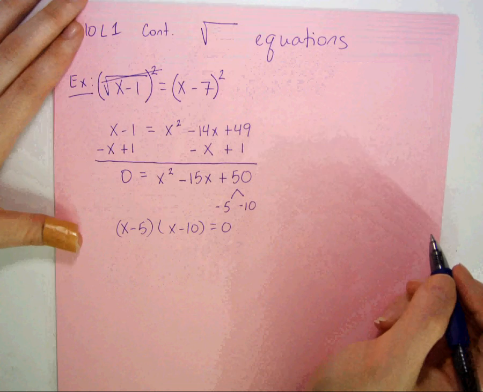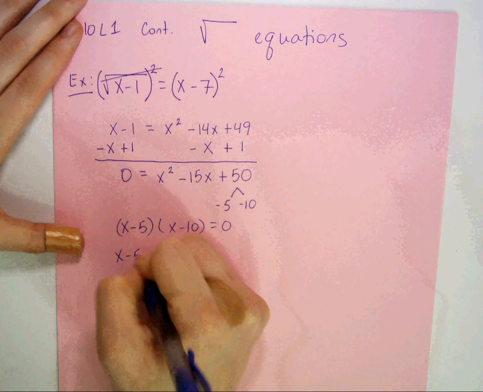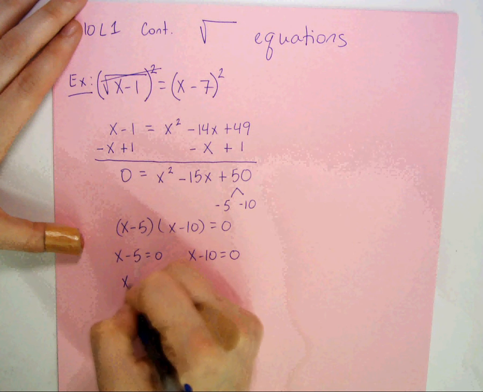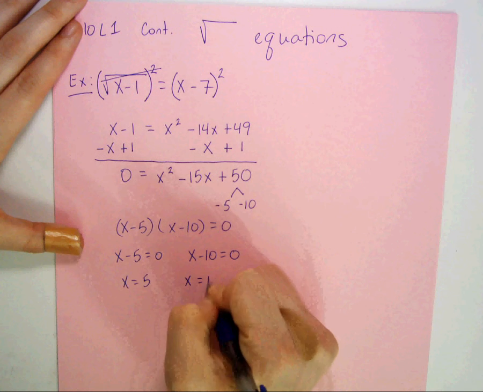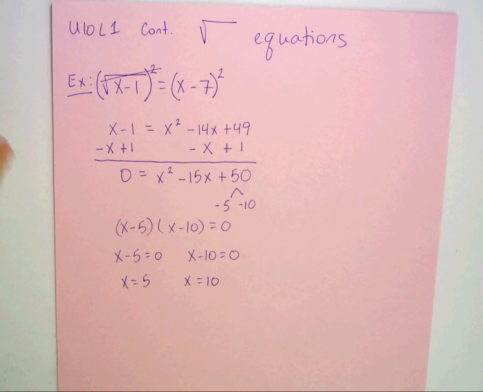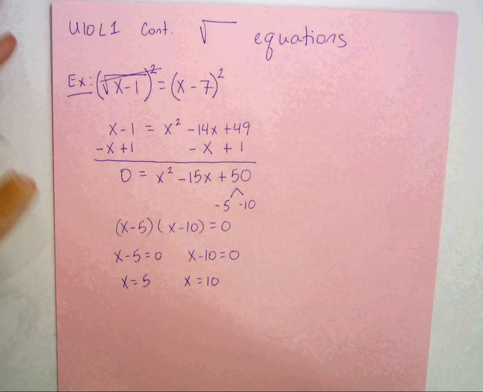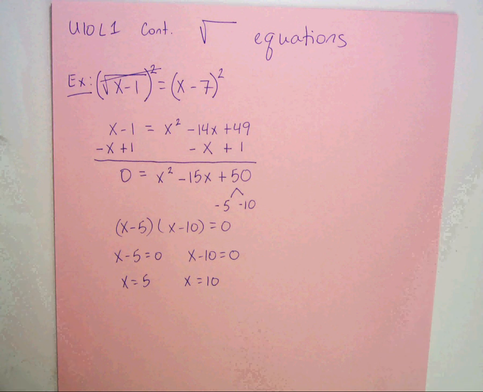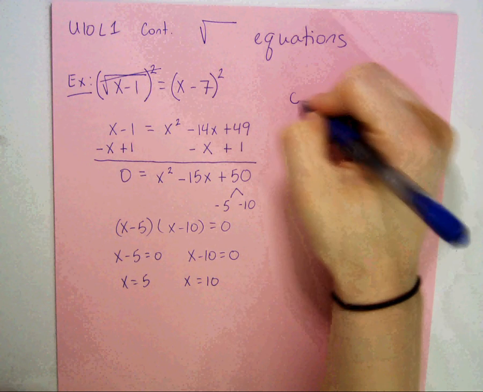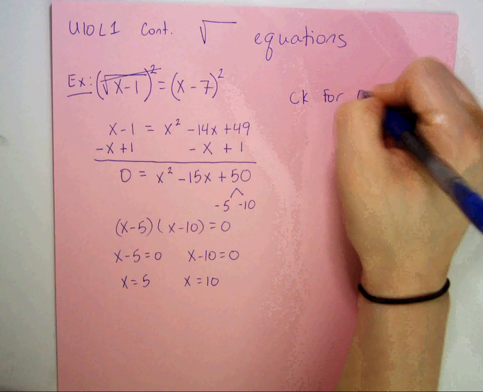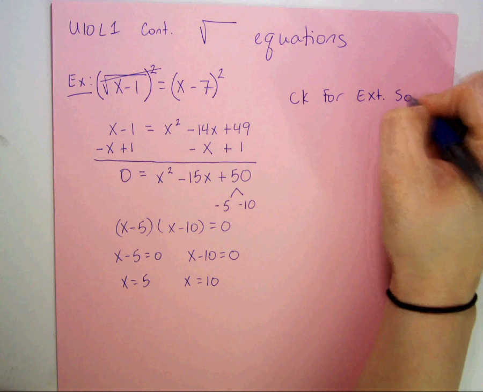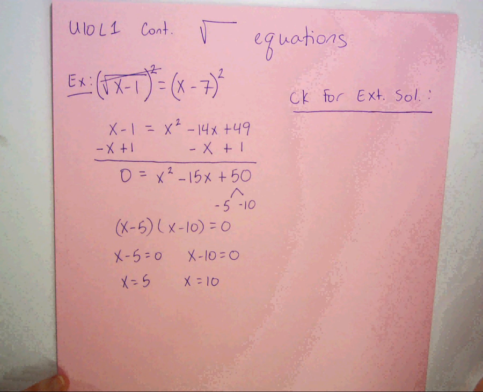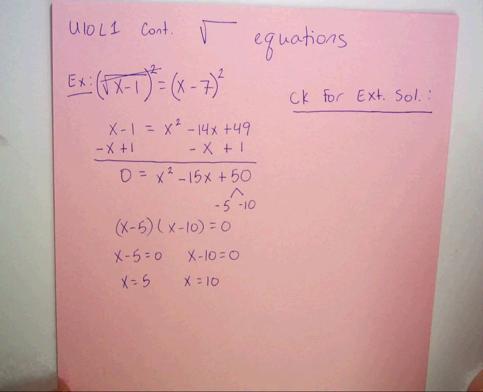And so we know how to solve that. Set them both equal to 0. x minus 5 equals 0, x minus 10 equals 0. So I get x equals 5 and x equals 10. And so I end up with two solutions, but are they legit solutions? We need to check to see if one of them may be an extraneous solution, or both of them. We could not actually have any solutions at all. So we want to check for extraneous solutions, my shorthand here. And the way that we do that, we just plug them back into our original equation and see if I get a true statement.